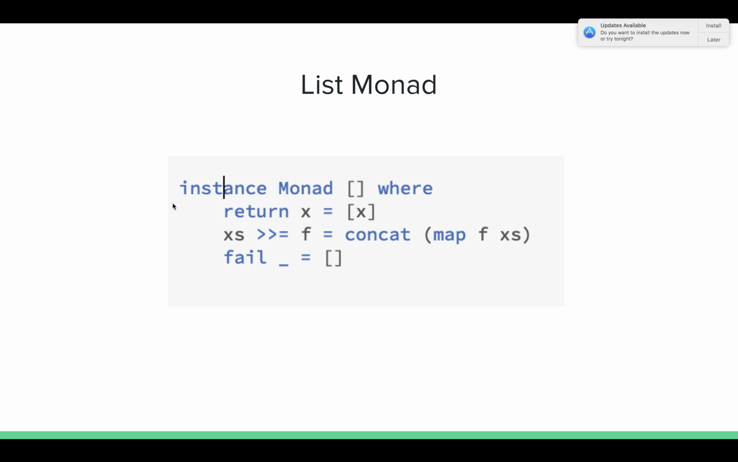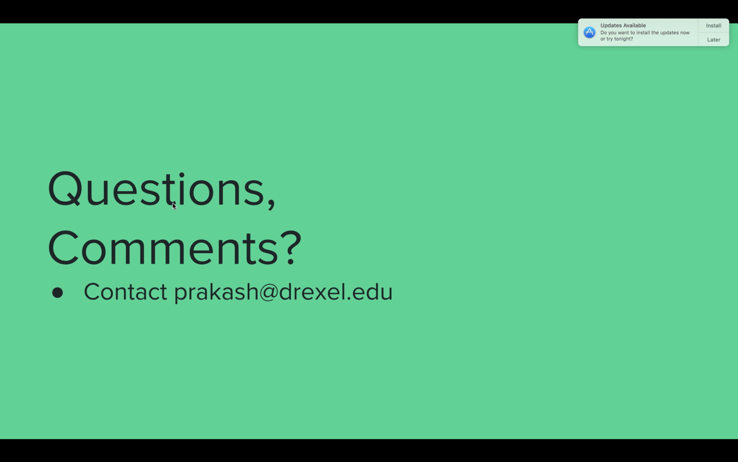But with that, this concludes our presentation on Haskell's standard classes and monads. Any questions? Comments? Anyone? Professor?